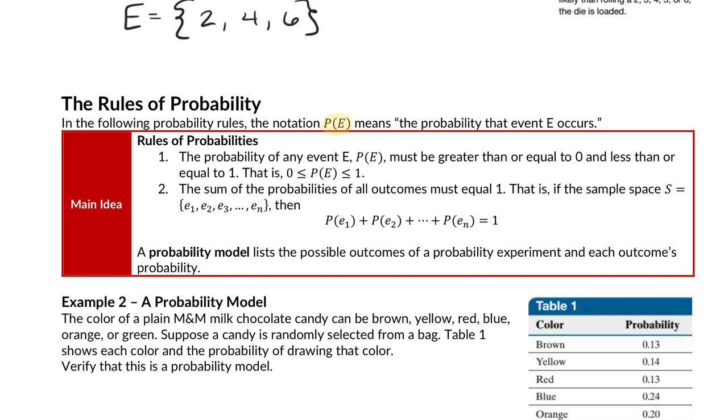Step 1, the probability of any event must be greater than or equal to 0 and less than or equal to 1. So we can't have something have a negative probability. That makes no sense. 0 means it's impossible, so we can't be less than impossible. And 1 means that it's certain, so there's no way it can be bigger than 1, since 1 means it's absolutely going to happen. So we need to check number 1, that all of the probabilities are between 0 and 1, inclusive.